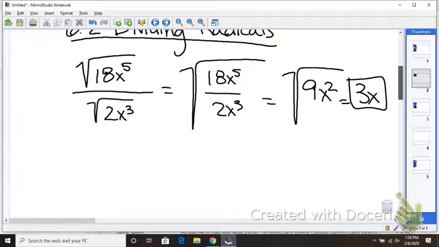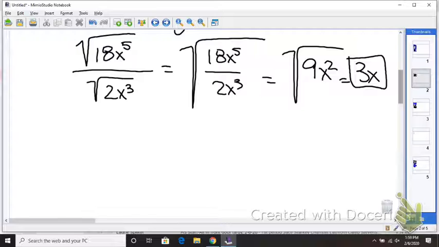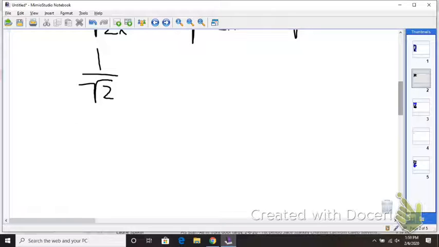The other one, you did it a lot in geometry, but if I have 1 over the square root of 2, what's wrong with that picture? What do I have in a place that shouldn't be? Anybody remember? Square root. Square root on the bottom. So in math land, it's bad to have the square root on the bottom. So we do something called rationalizing the denominator.